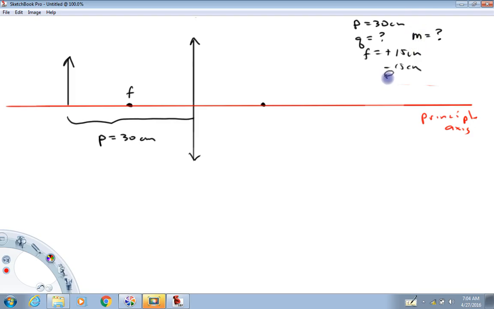When we're done with that, we are going to change that lens to a diverging lens, which has a negative focal length, and repeat the problem. So we're going to try to kill two birds with one stone here.